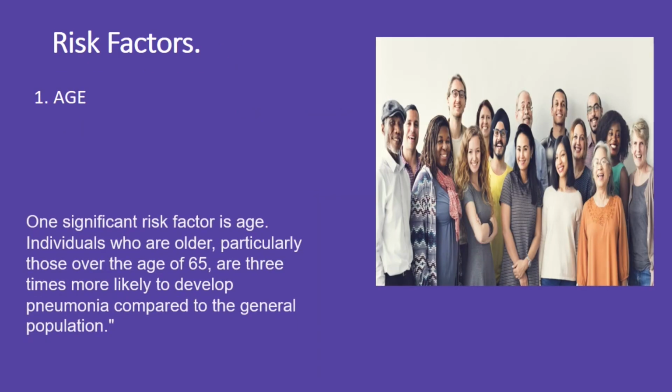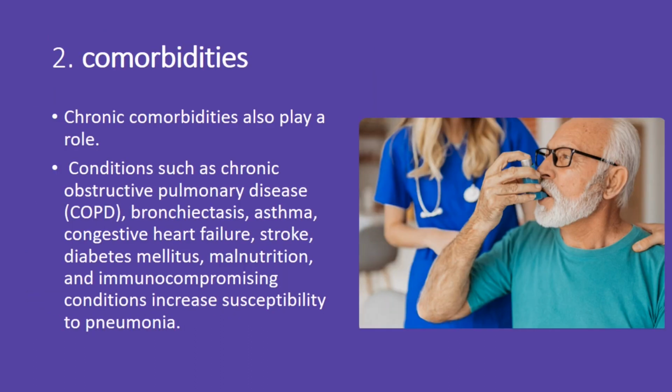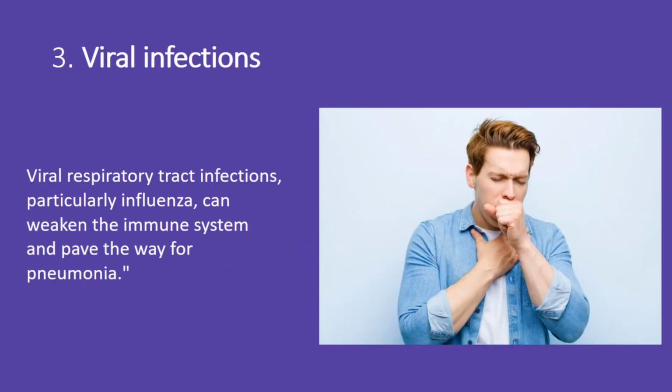Risk factors. Number 1, age. One significant risk factor is age. Individuals who are older, particularly those over the age of 65, are 3 times more likely to develop pneumonia compared to the general population. Number 2, comorbidities. Chronic comorbidities also play a role. Conditions such as chronic obstructive pulmonary disease, COPD, bronchiectasis, asthma, congestive heart failure, stroke, diabetes mellitus, malnutrition, and immunocompromising conditions increase susceptibility to pneumonia.